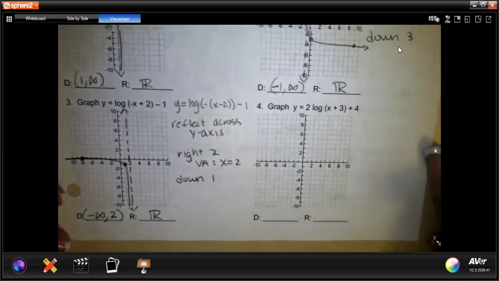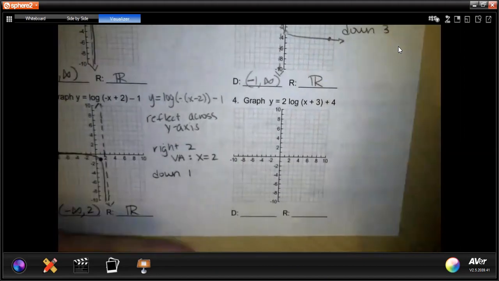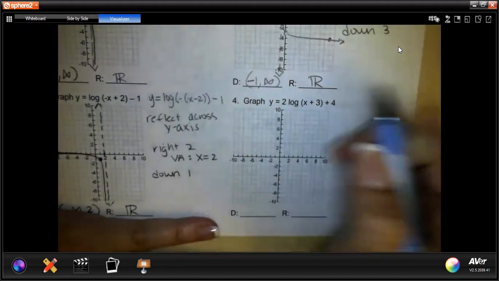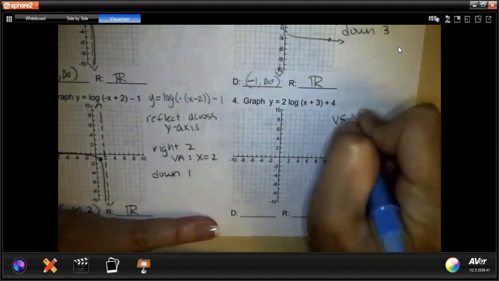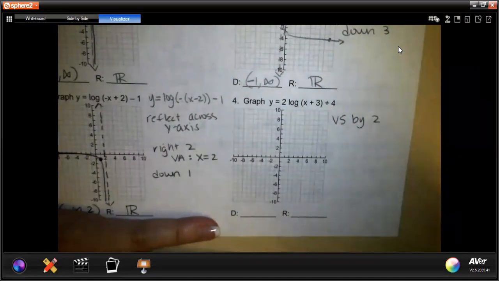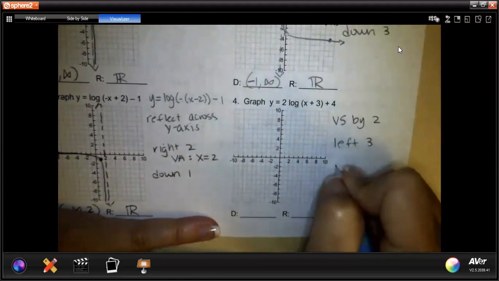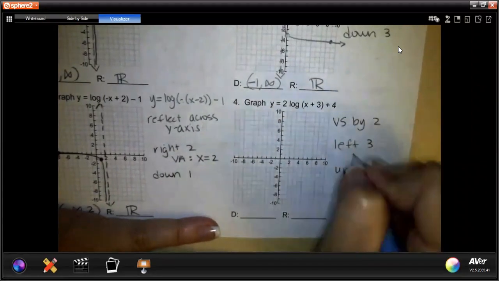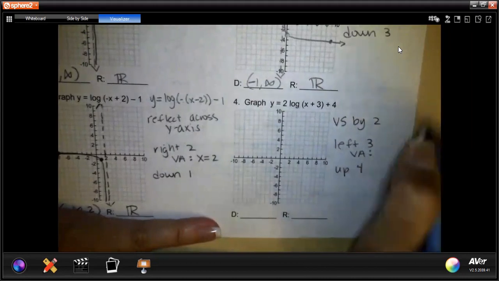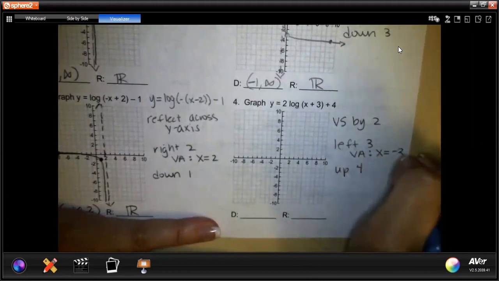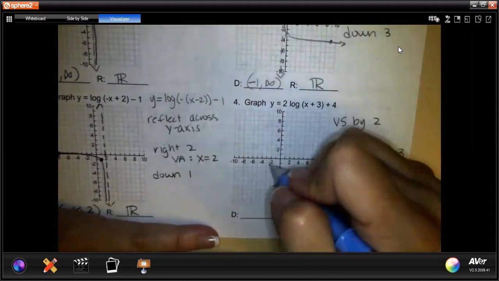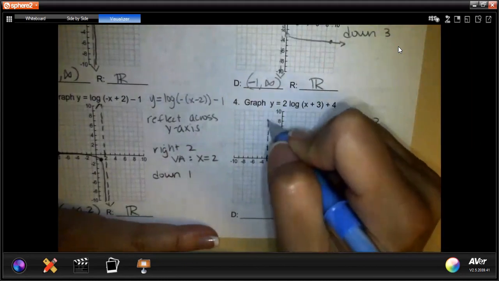All right, we're going to do one more here with a stretch now. This 2 up here gives us a vertical stretch by 2. Then we've got a left 3 and up 4. The one that changes your vertical asymptote again is that left 3. So we're going to start by graphing our vertical asymptote at -3.